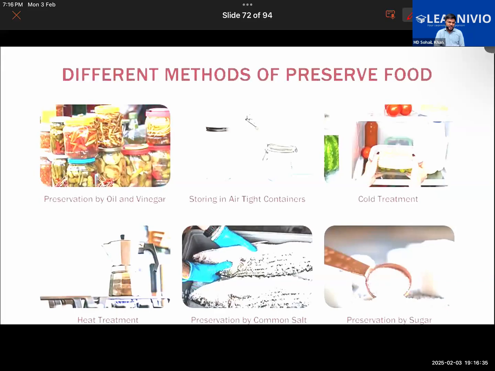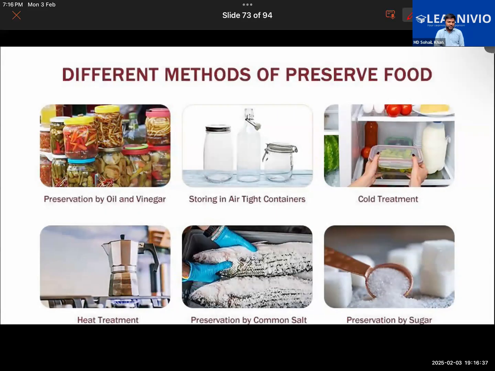So we have got preservation by use of oil and vinegar. You can store the food in airtight containers, give it a cold treatment by keeping it in the refrigerator, or basically heat it or dry it in the sun. Certain food items like wheat or rice are first dried in the sun in order to lower the moisture content in them. Then fishes can be preserved by the use of salt, and we can also preserve food with the use of sugar.